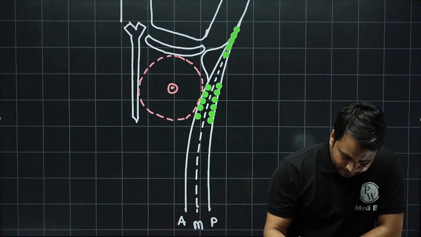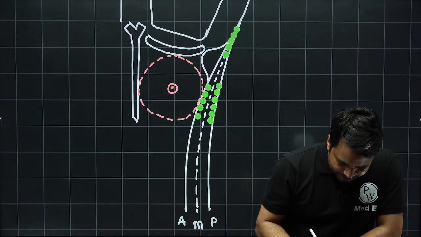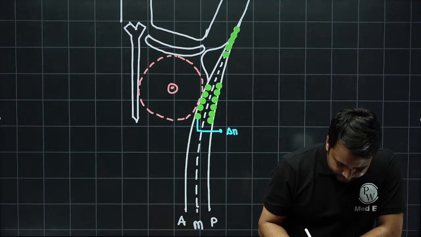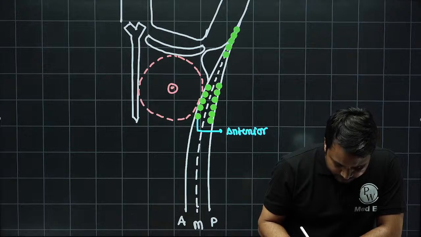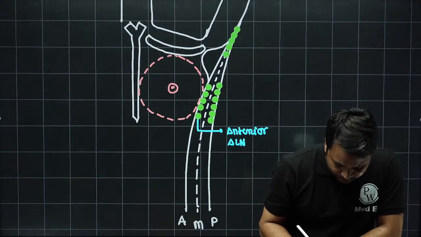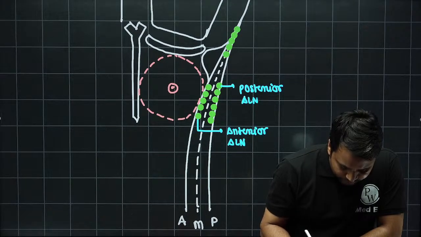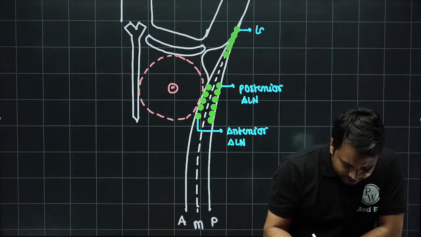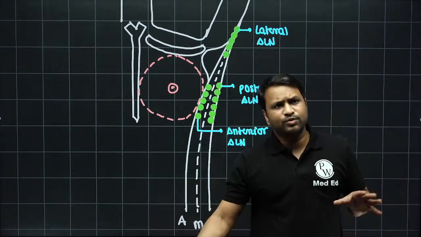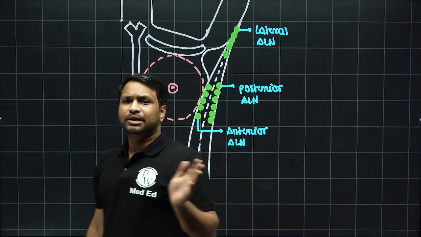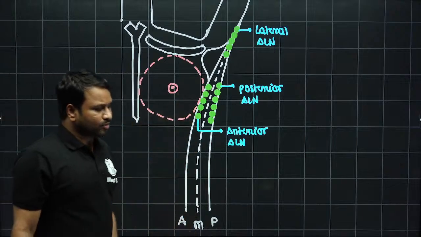This is the anterior axillary. So we say ALN, that is axillary group of lymph nodes. This is the posterior axillary group of lymph nodes, and this happens to be the lateral axillary group of lymph nodes. The three sets of lymph nodes present in the axilla are the anterior group, the posterior group, and the lateral axillary group of lymph nodes, right?